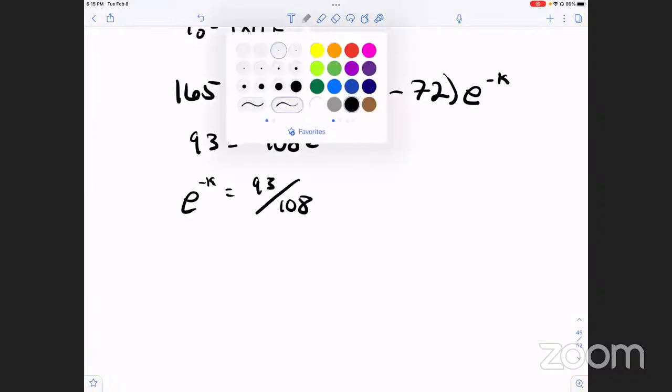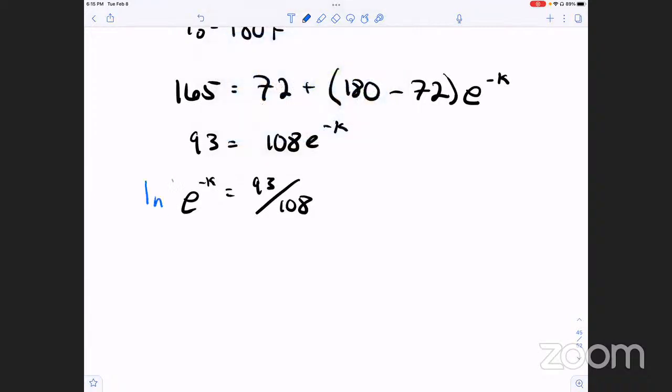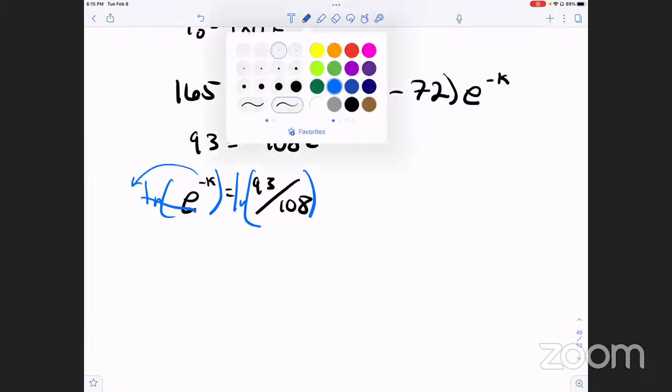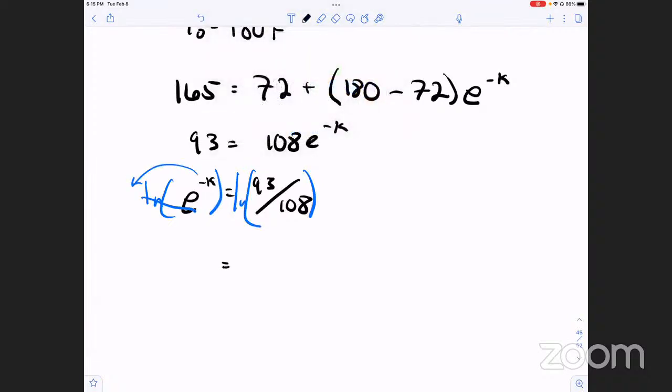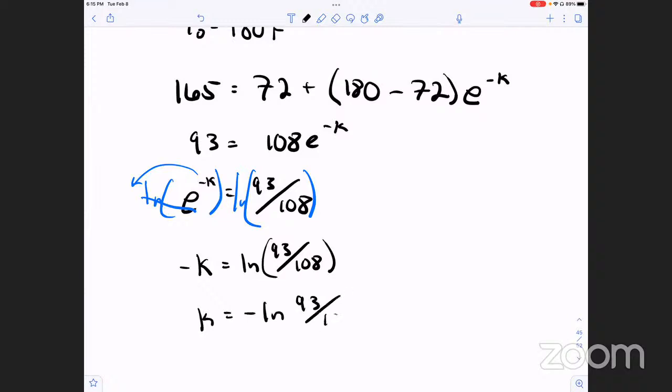Here we take the natural log on both sides. Natural log of this, natural log of this. These cancel, and that forces the exponent to come down. So we have negative k equals the natural log of 93 over 108. Long story short, k is equal to the negative natural log of 93 over 108. I can crunch this number, but I am going to leave it like that so I can keep it exact.